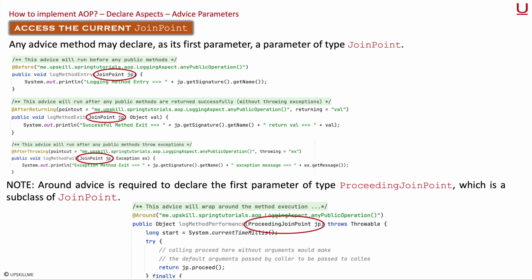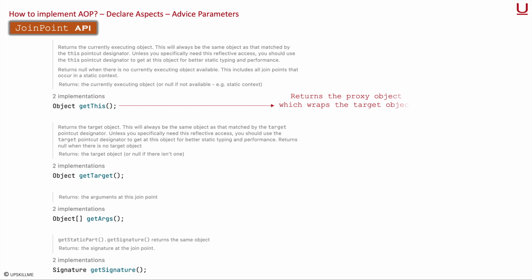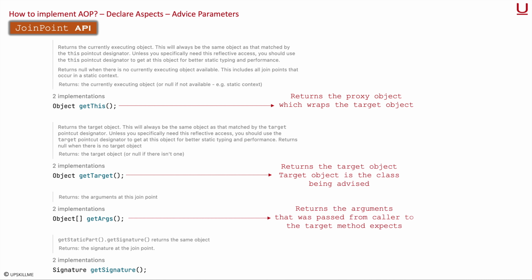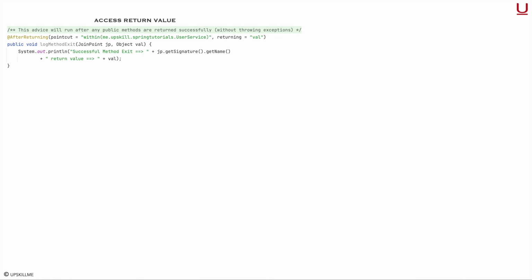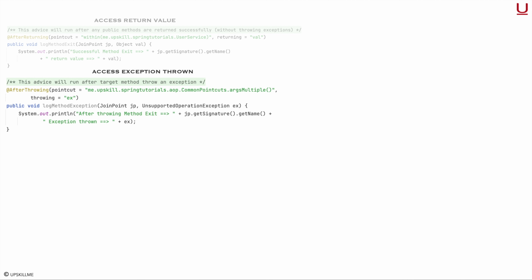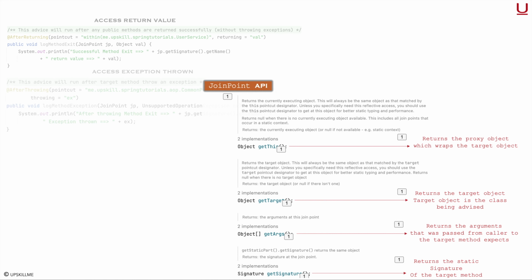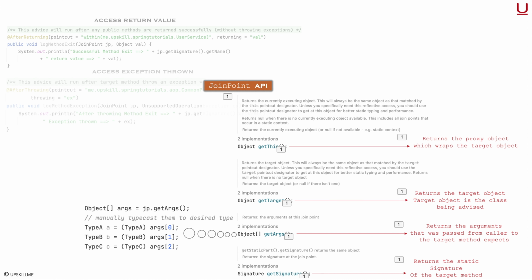of join point. The join point interface APIs allow us to access contextual information about the current join point, such as the target object being advised or the arguments passed to the target method. We did learn how to get access to return value or exception thrown, and now we have learned how to get access to method arguments and other contextual information about the target method using the join point API.